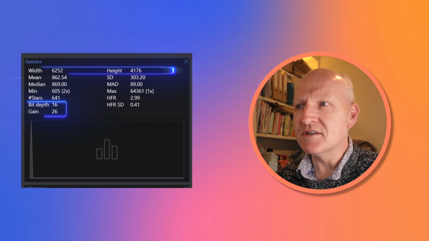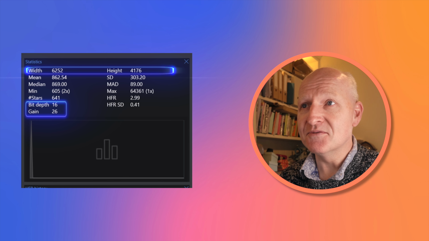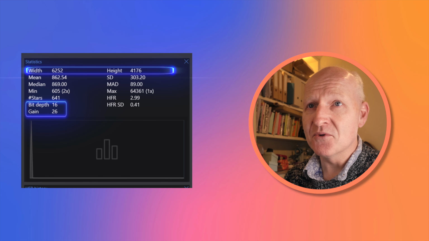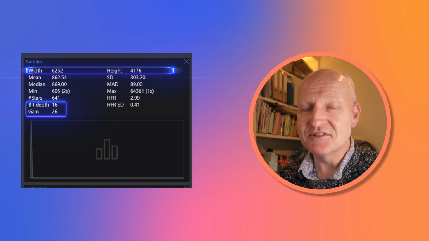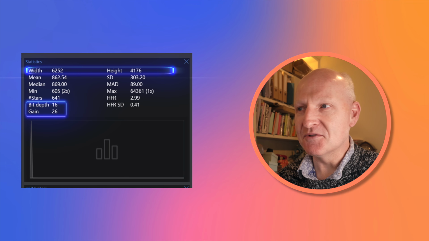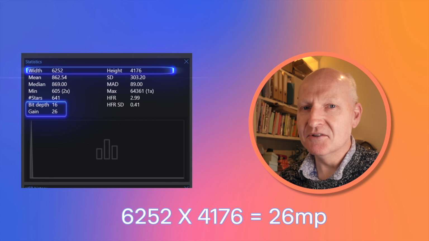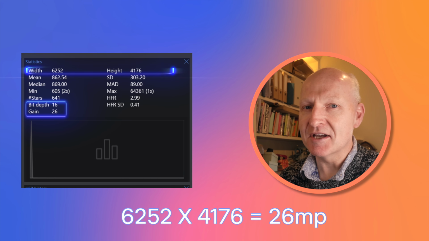And so first up is width and height. And this just literally tells you the width and the height of your camera sensor. So in this case, I've got 6,252 pixels by 4,176 pixels. That's it. That's all it's telling you. And probably most of you already know the statistics of your camera. And in this case, if we multiply both of those numbers together, what we'll get is 26 megapixels, hence this being a 26 megapixel camera.